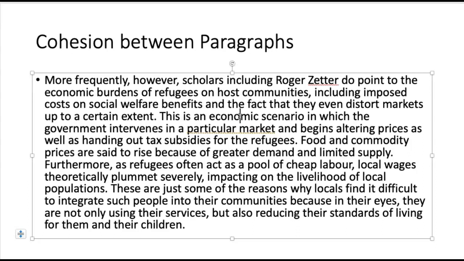And so this paragraph follows on from the last one, but it is a kind of contrast between them. But this is how you establish cohesion, by making very clear references to what came before, and you can also make references to what is going to come later. Now, I just want to also point out in this paragraph, "these are just some of the reasons why locals find it difficult to integrate such people into their communities, because in their eyes, they are not only using their services, but also reducing their standard of living for them and their children." There is your clincher sentence, a perfect example of one.